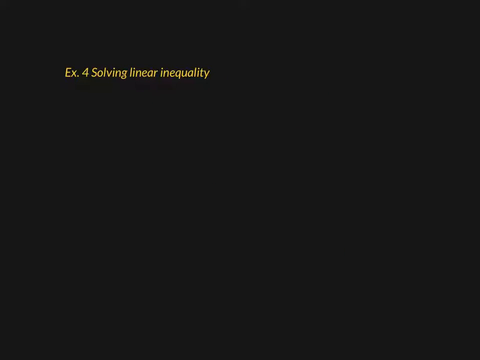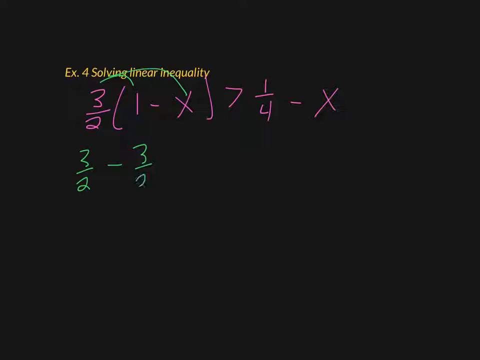Alright, example 4 gets a little more tricky. We have the inequality 3 over 2 times 1 minus x is greater than 1/4 minus x. The first thing we want to do, just like if you were solving an equation, is distribute that 3/2 to the 1 and to the negative x. So we would have 3/2 minus 3/2 x is greater than 1/4 minus x.